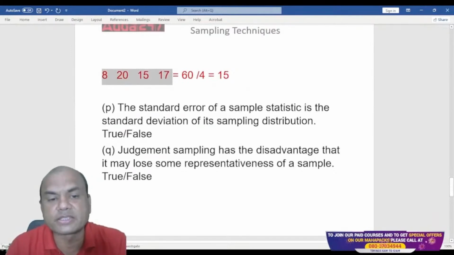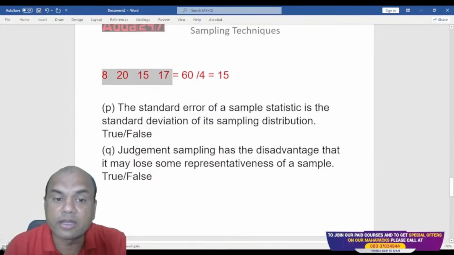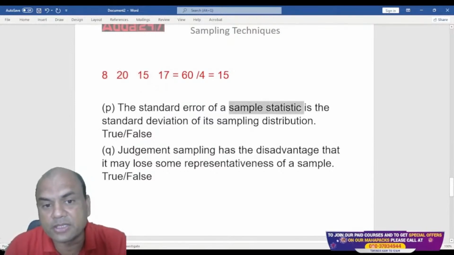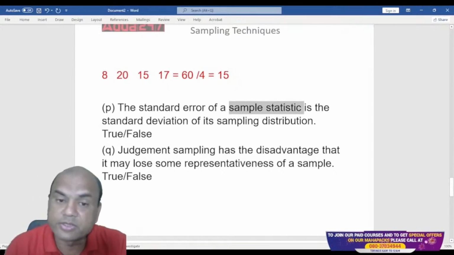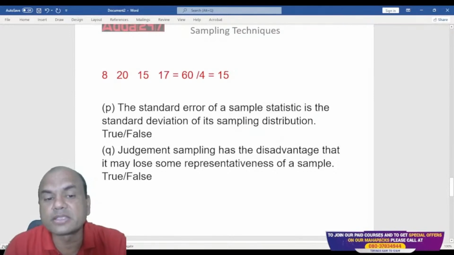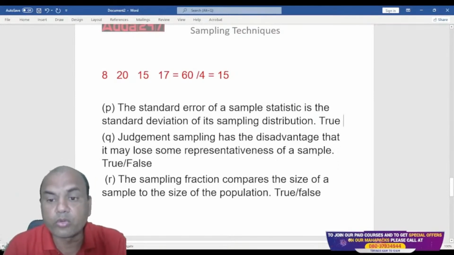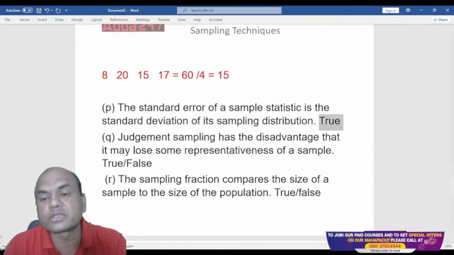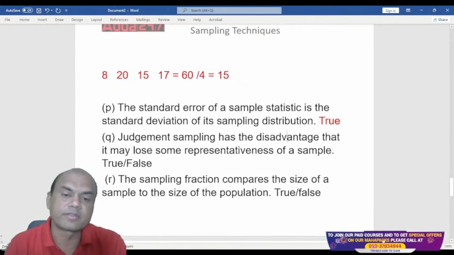The standard error of a sample statistic is the standard deviation of the sampling distribution. That is true. What did I say earlier? Sample standard error is the same as the standard deviation. So that is true over here. The other name for standard deviation is standard error in the case of samples. For a population, it is standard deviation.